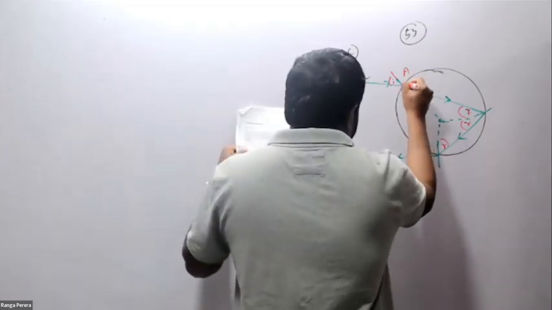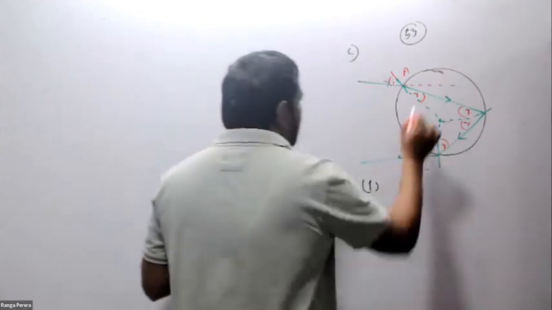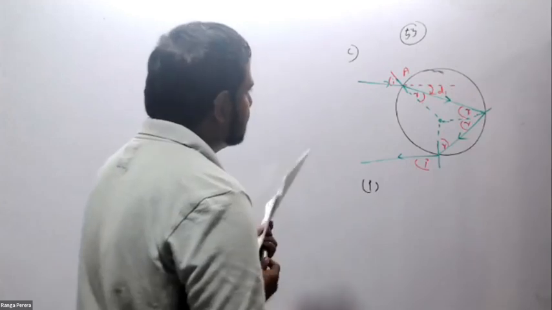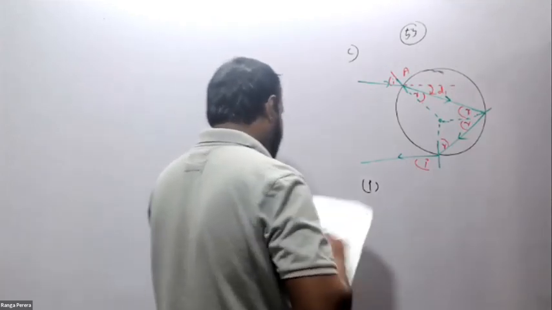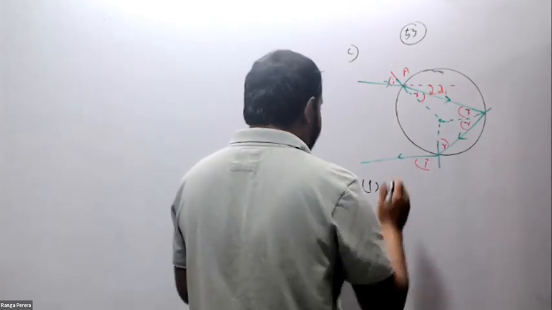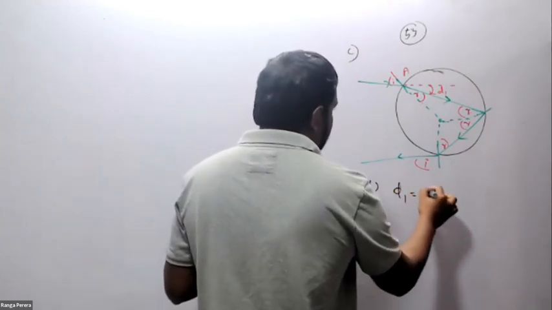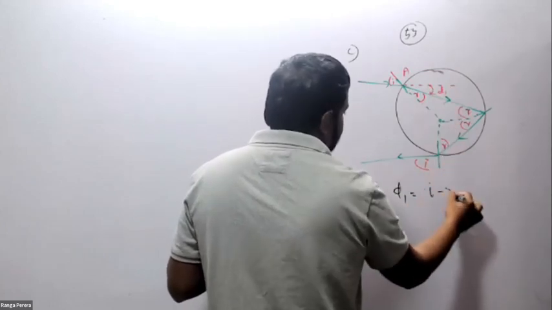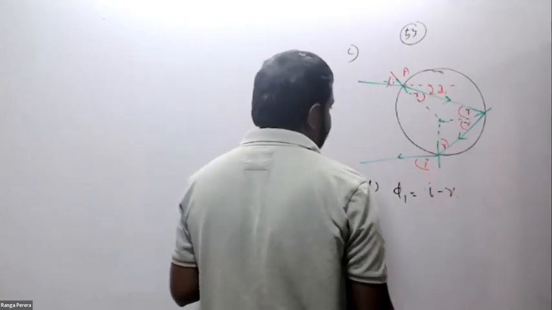This ray supposed to travel along this line, but now it is deviated. Let's say it is D1. So they want us to calculate the angle of deviation at point A. D1 equals I minus R.